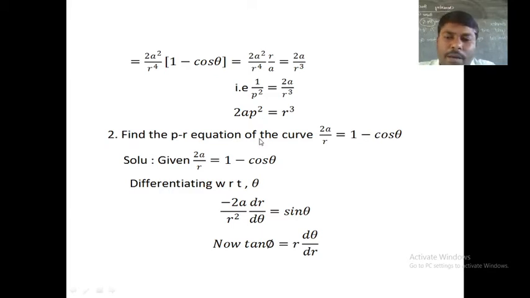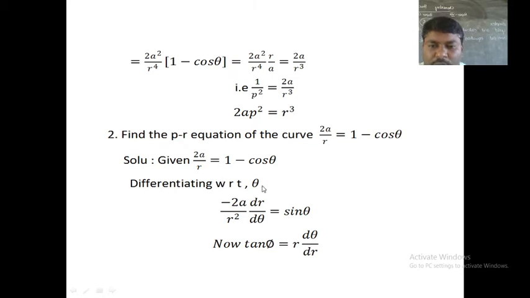Next, we have to consider one more curve. Find the pedal equation of the curve 2a by r is equal to 1 minus cos theta. Solution: the given curve is 2a by r is equal to 1 minus cos theta.